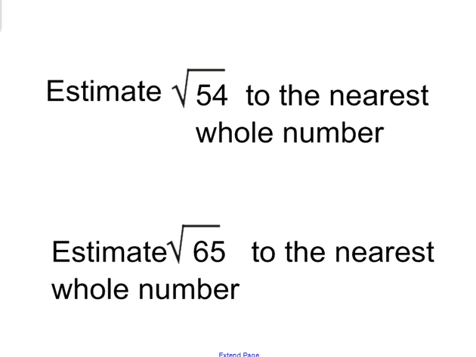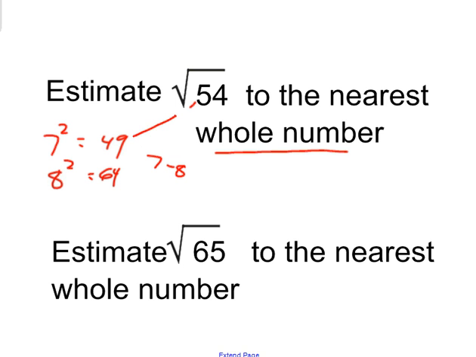Estimate the value of the square root of 54 to the nearest whole number. Well, I'm just going to try some numbers here. Let's try 7 squared. 7 times 7 is 49. That's too small. Let's go up. 8 squared is 64. That's too big. It's going to be somewhere between 7 and 8. If I look at it, it's 5 units from there, and it's 10 units from there, so it's closer to 7, so I'm going to estimate it as approximately 7.